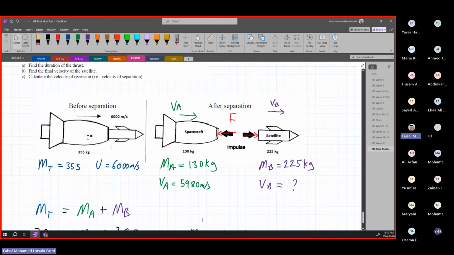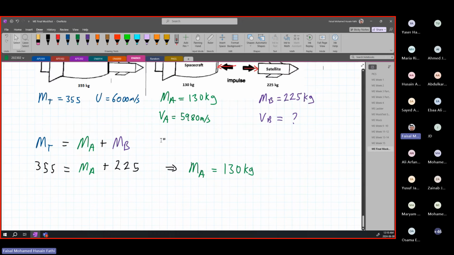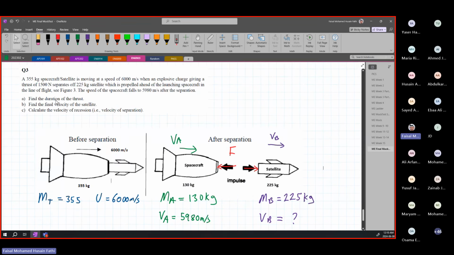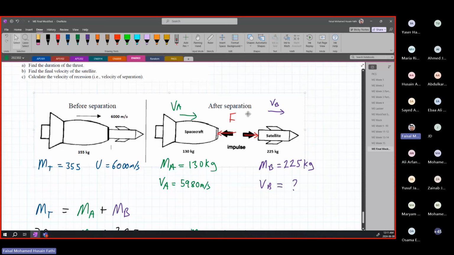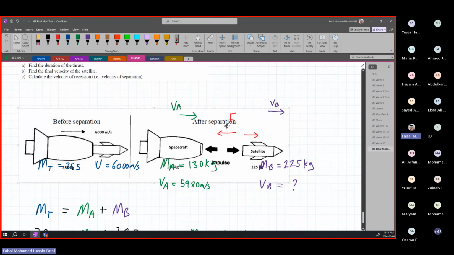And as well, the initial velocity here is the initial velocity of both the spacecraft and satellite, because they were both moving at the same speed initially, since they were moving as one object. When they separated, their velocities changed. So the spacecraft's has been reduced, but in the same direction, and the satellite has been propelled forward, meaning pushed forward. Okay, so now that we have done our analysis, let us see what the question wants. Find the duration of the thrust, meaning they're talking about this thrust force. Find how much time it took for this thrust force to occur.